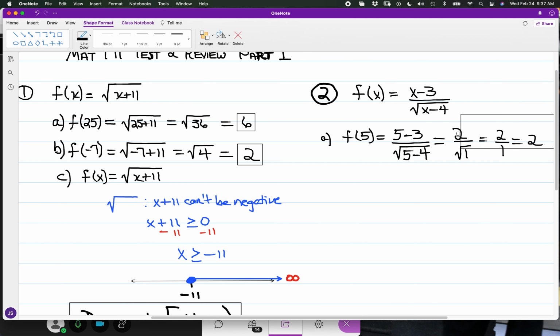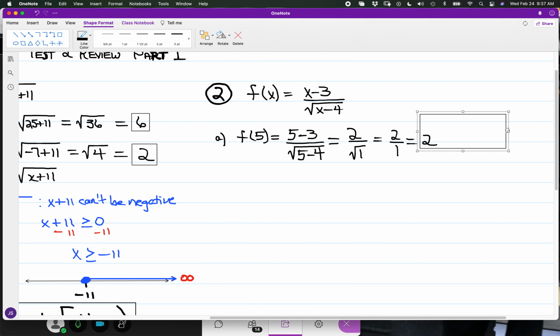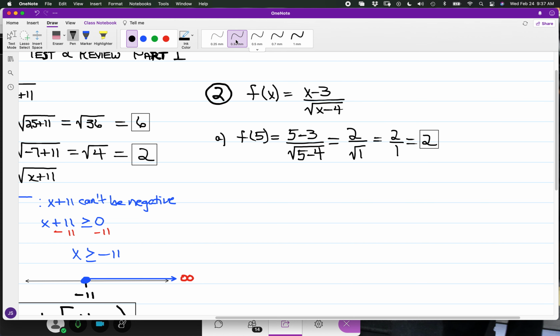Now, changing up the input, as we go from x equal to 5 to x equal to 9, for f of 9, we have 9 to represent x, so we have 9 minus 3 all over the square root of 9 minus 4.